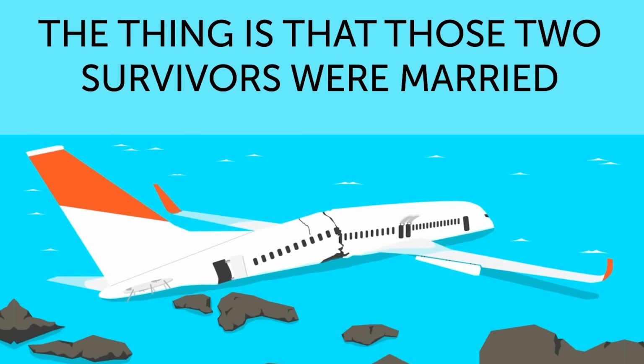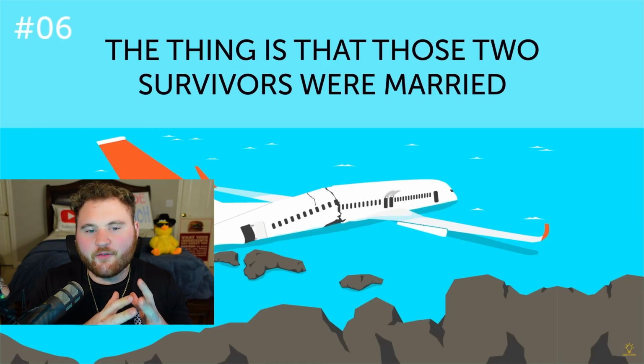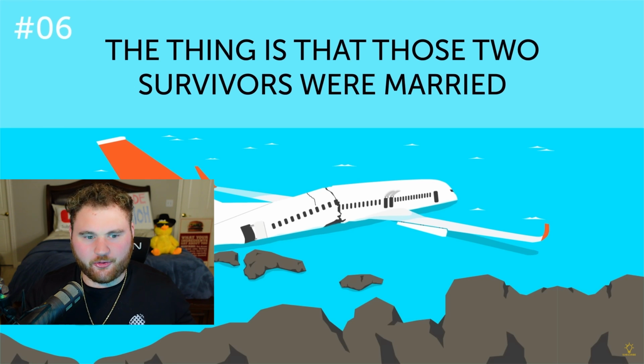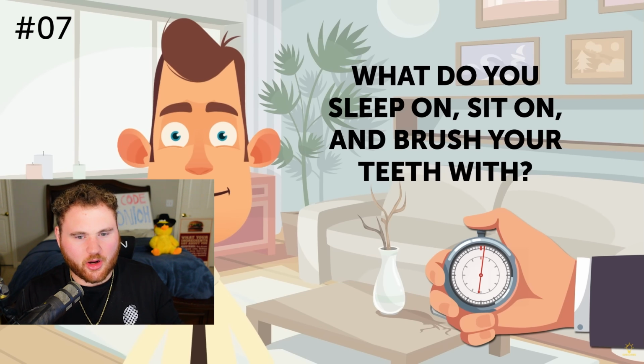The thing is that those 2 survivors were married. Okay, so I was right. Okay, I'm not as dumb as I thought I was. Just based off of this answer, I have a feeling that the other ones are probably gonna be just as absurd. So we really gotta think here. Okay, I think we're 2 for 6 now, because now we're on question 7.